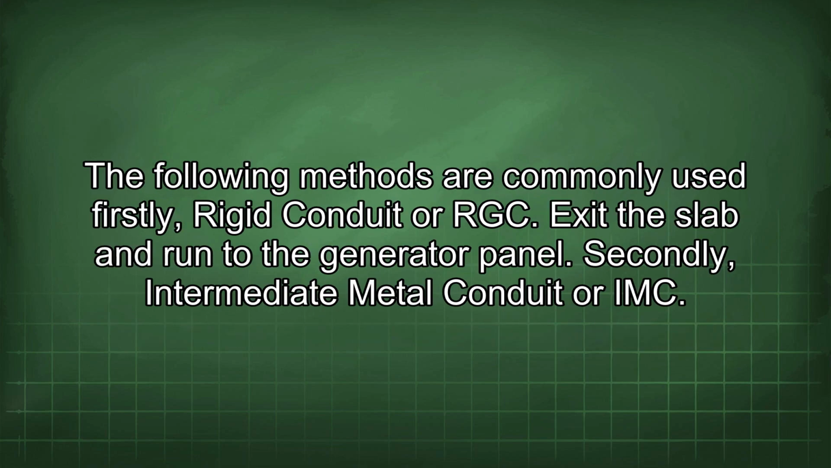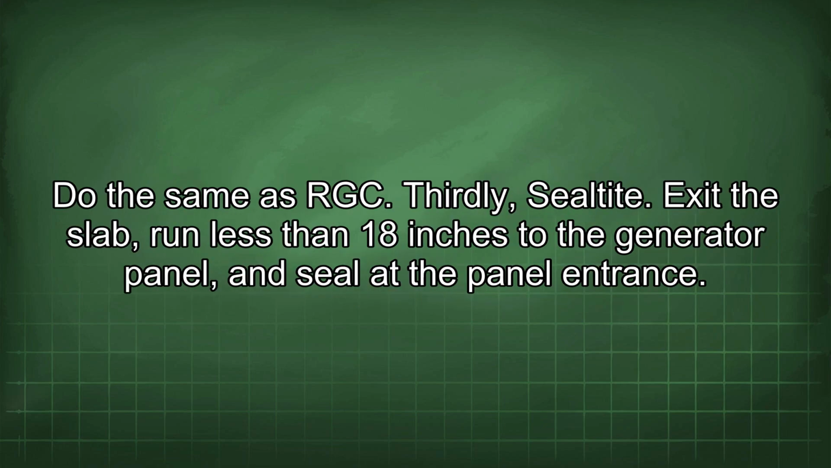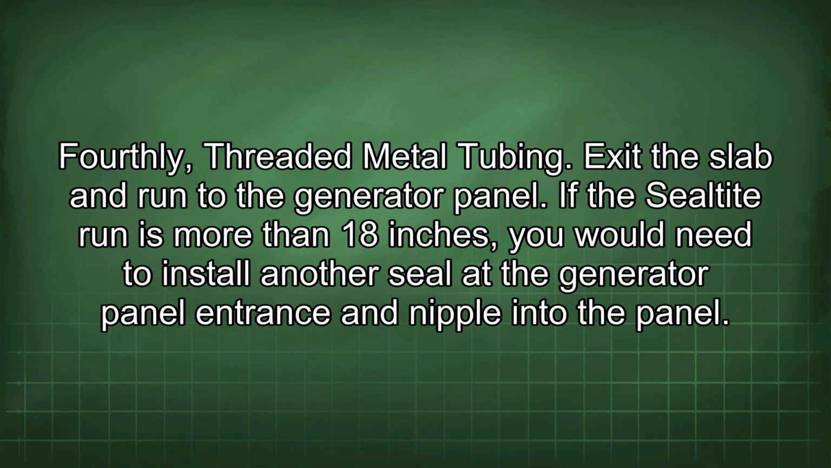The following methods are commonly used. Firstly, rigid conduit or RGC. Exit the slab and run to the generator panel. Secondly, intermediate metal conduit or IMC. Do the same as RGC. Thirdly, Sealtite. Exit the slab, run less than 18 inches to the generator panel and seal at the panel entrance. Fourthly, threaded metal tubing. Exit the slab and run to the generator panel.